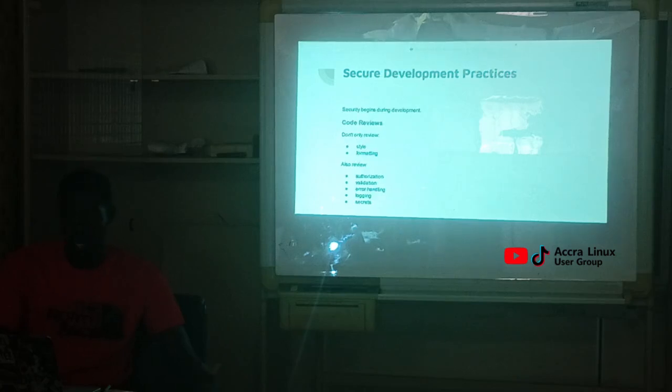Then we can talk about other secure development practices. So I would say that security begins during development. You cannot finish writing your project and then come back and say, okay, I want to check if the thing is secure or not secure. Even from the beginning, as you are writing, you're supposed to be thinking about it.